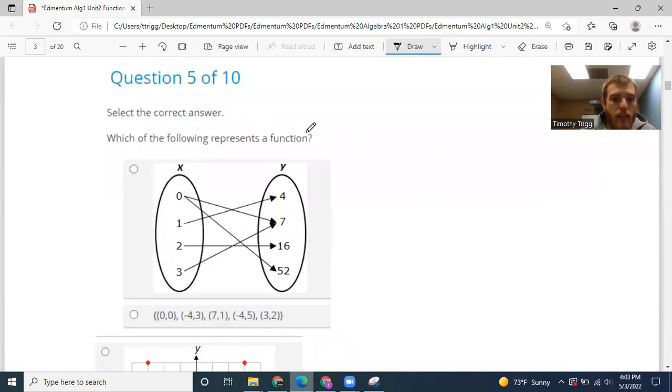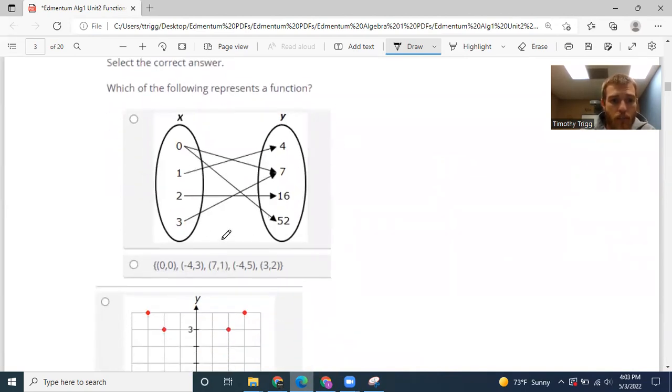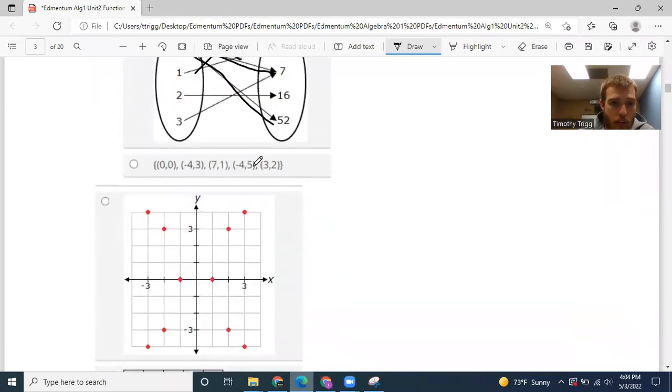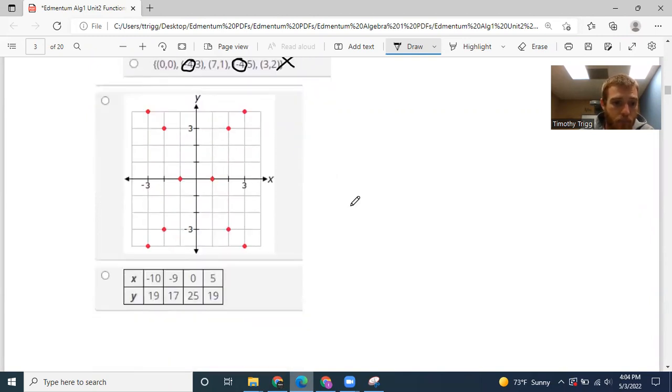Which of the following is a function? Is this one a function? Well, no, because this input produces 2 different outputs. It only takes one to mess it up. Once you see one input repeated and going to 2 different outputs, you know that this is not a function. For the same reason, this one's not a function. Notice this input of -4 is repeated, so this one's not a function. This one's not a function either.